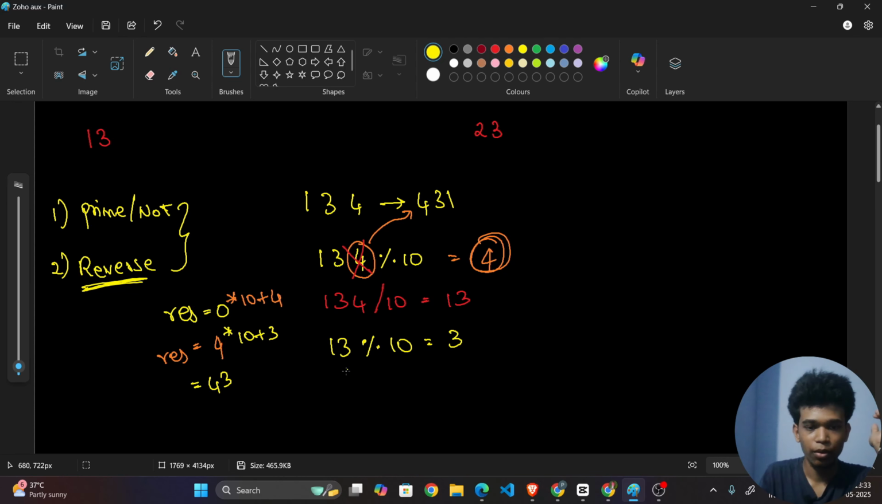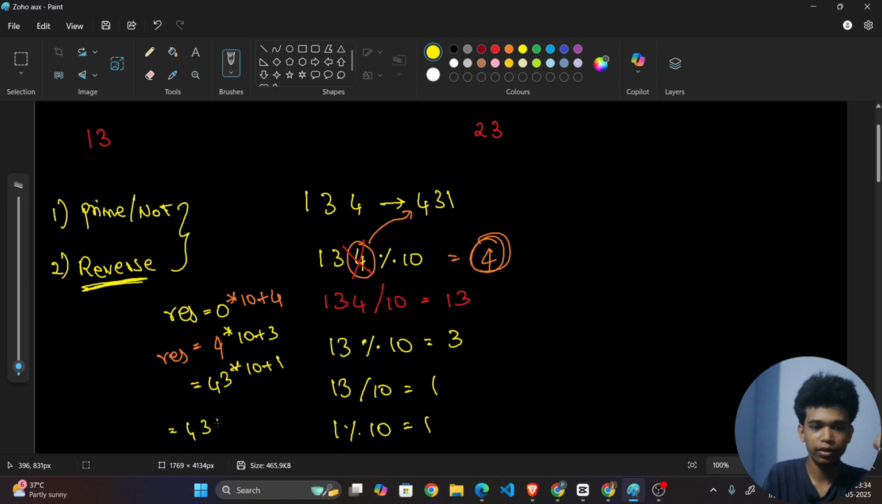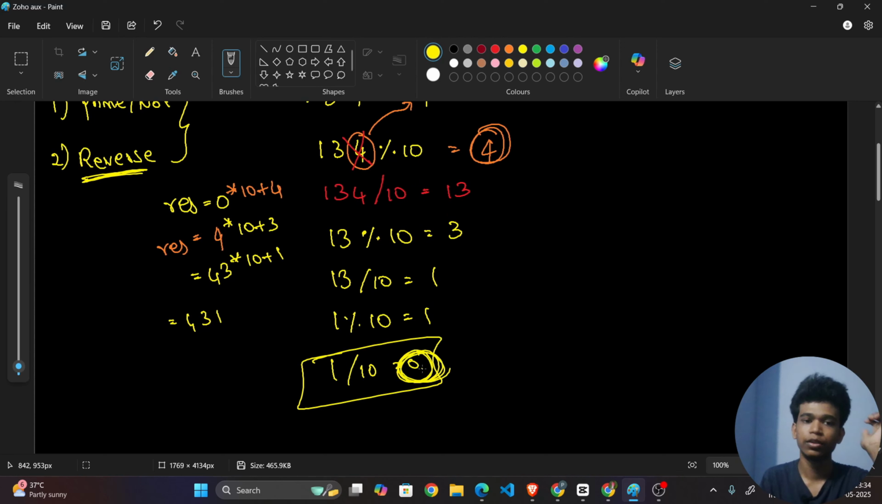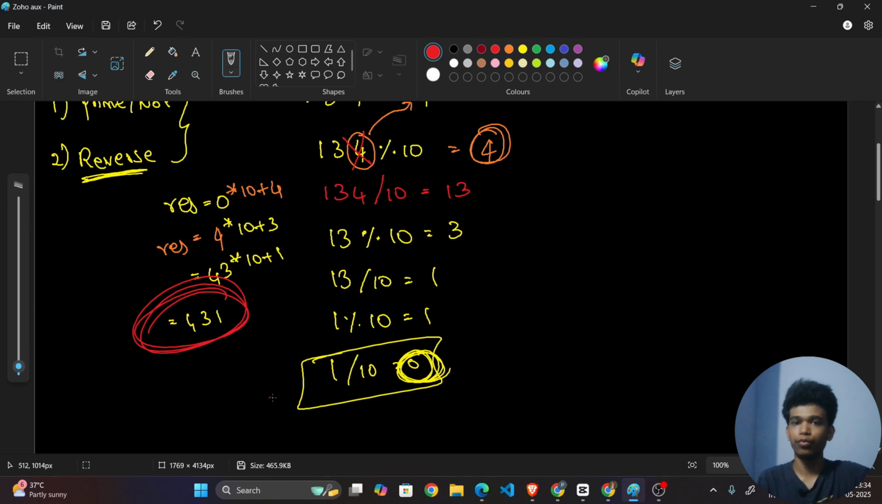That's it. Again, 13 divided by 10 is equal to 1. And again 1 mod 10, which is equal to 1. Again put into result times 10 plus 1, which is equal to 431. Now after this step, 1 divided by 10 is equal to 0. So stop here because our answer is 0. At this time, I can say I have the reversed number of the given number.